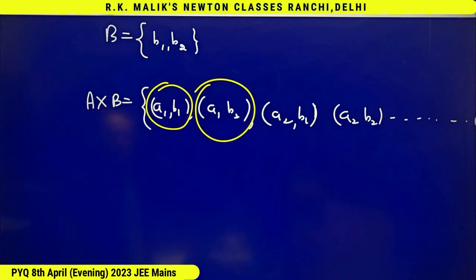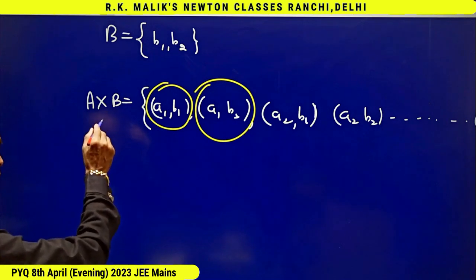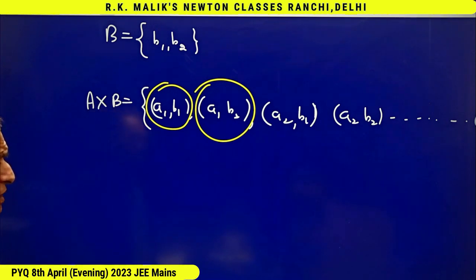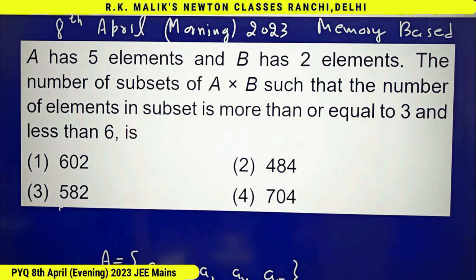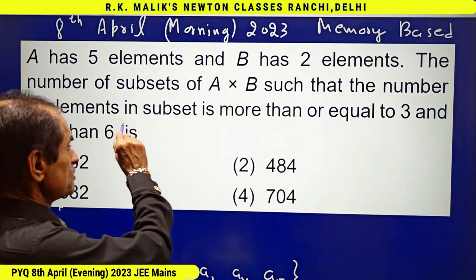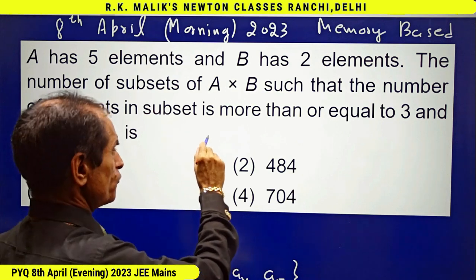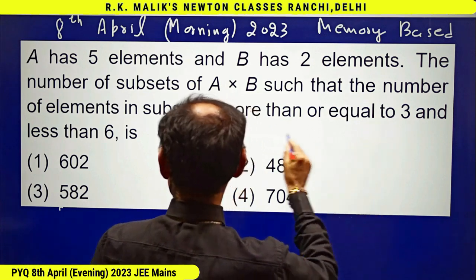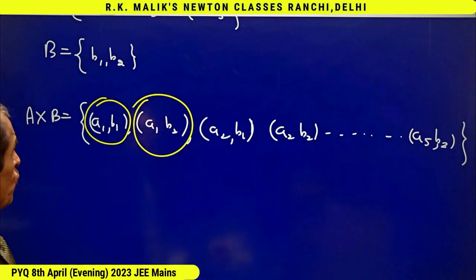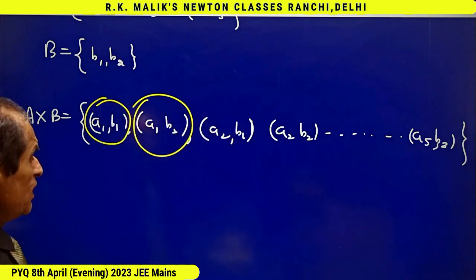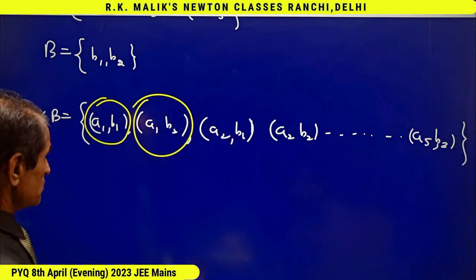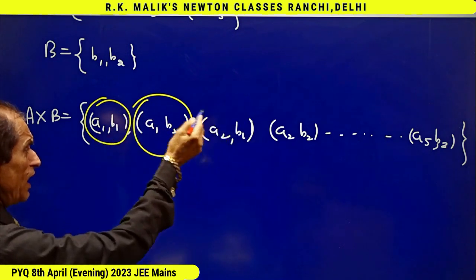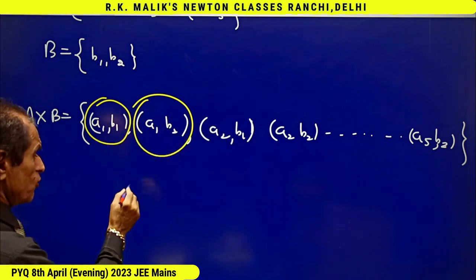And now you have to find the number of subsets of A cross B which have 3 or 4 or 5 elements, because according to the information in the question we have to consider those subsets for which the number of elements is more than or equal to 3 and less than 6. To find the number of subsets having 3 elements, we have to choose any 3 ordered pairs out of 10 ordered pairs.